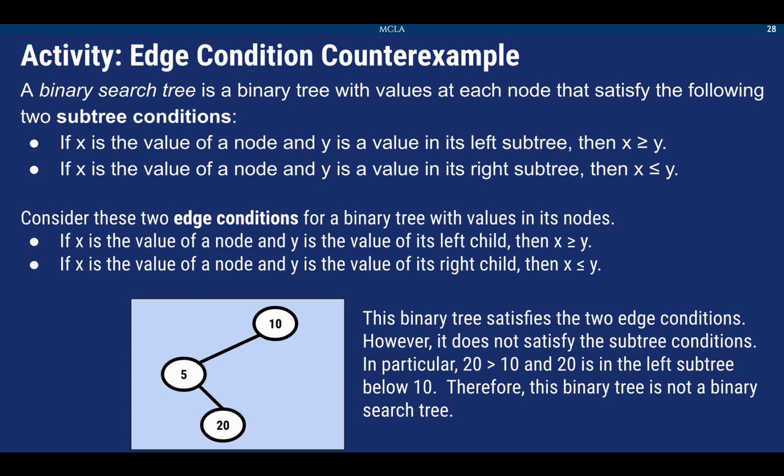All right, so that is the end of this video, and we will continue talking about binary search trees, with binary search tree operations and different ways of going through a binary tree, in the next video.